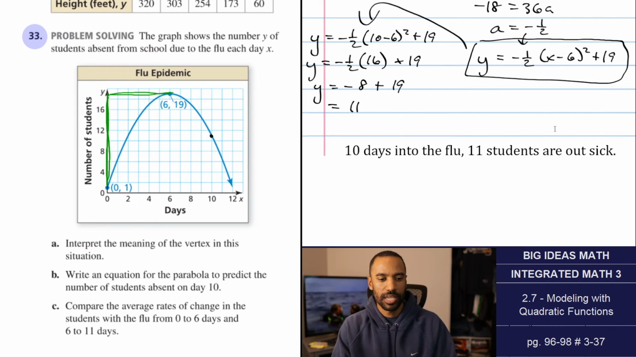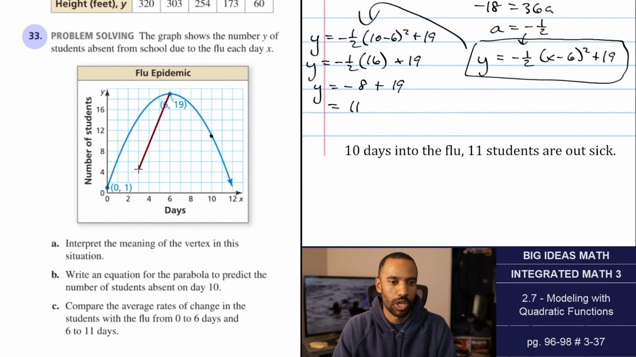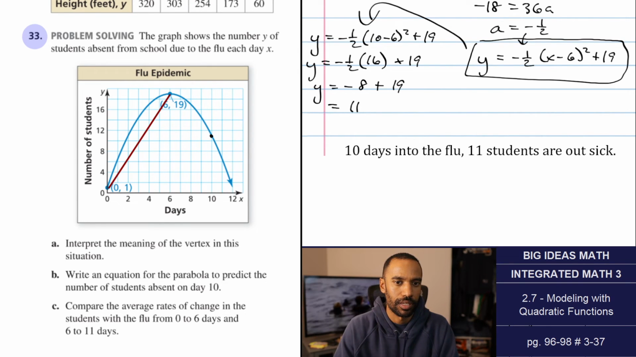Okay. Part C, compare the average rates of change in the students from the flu from 0 to 6 days and 6 to 11 days. So this is where we're talking about slopes, right? They say average rate of change. All they mean is slope. All they mean is what's this slope here and what's this slope here.